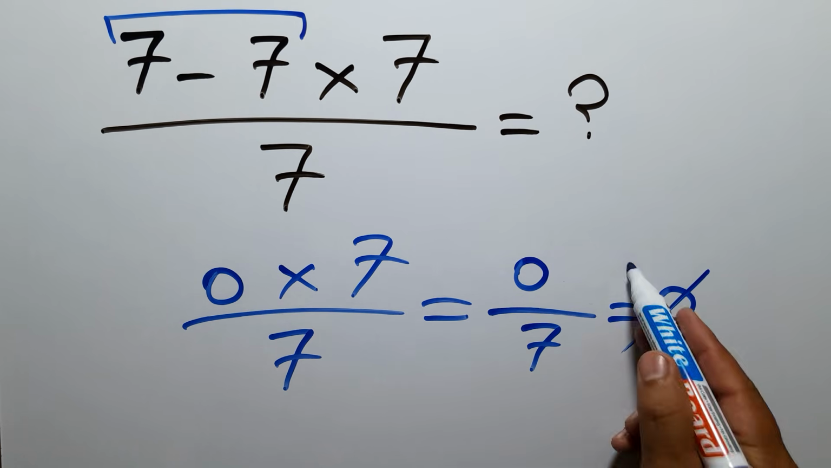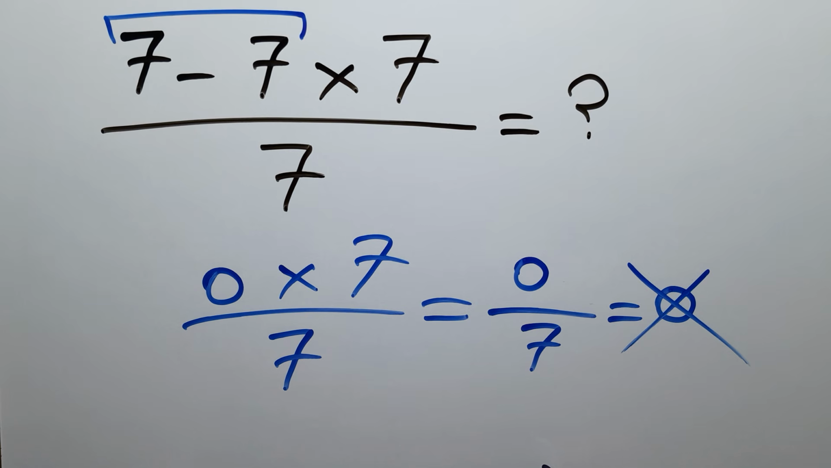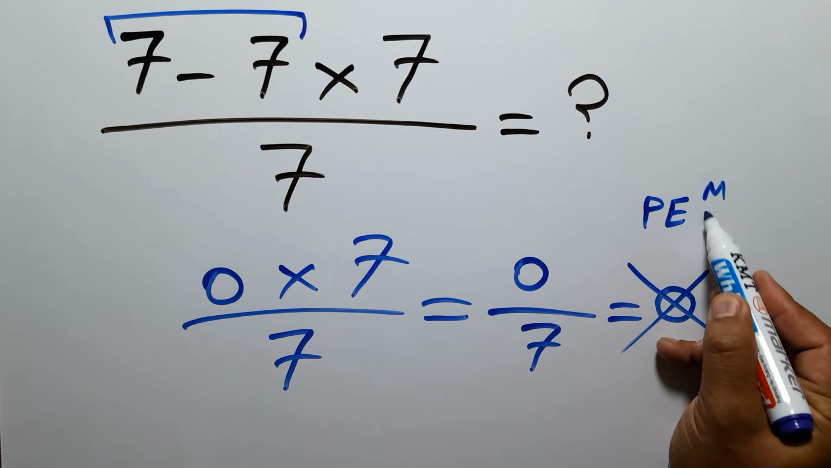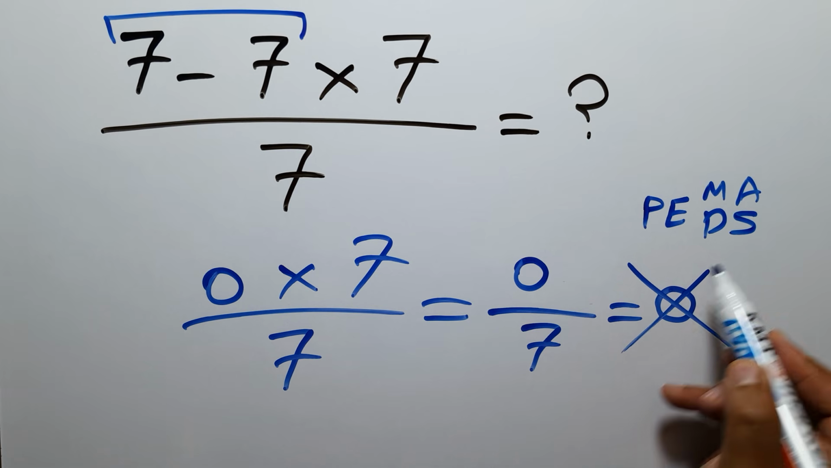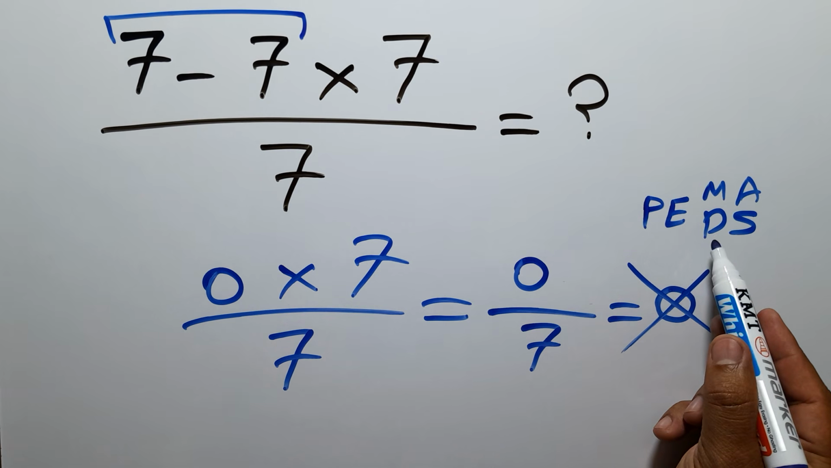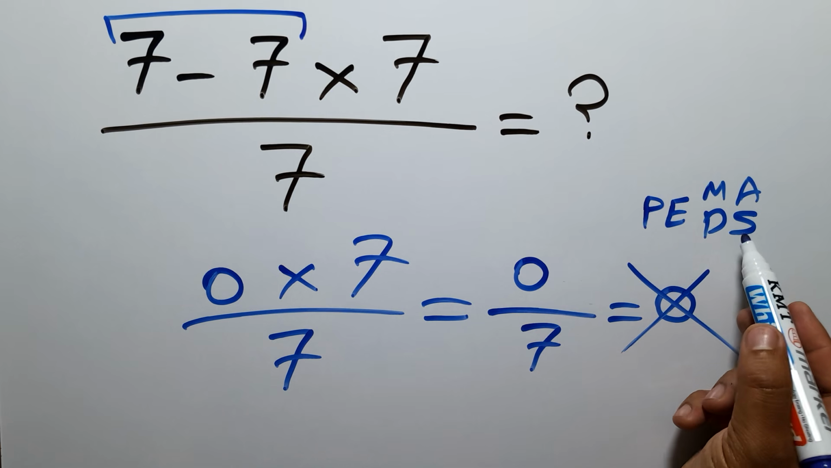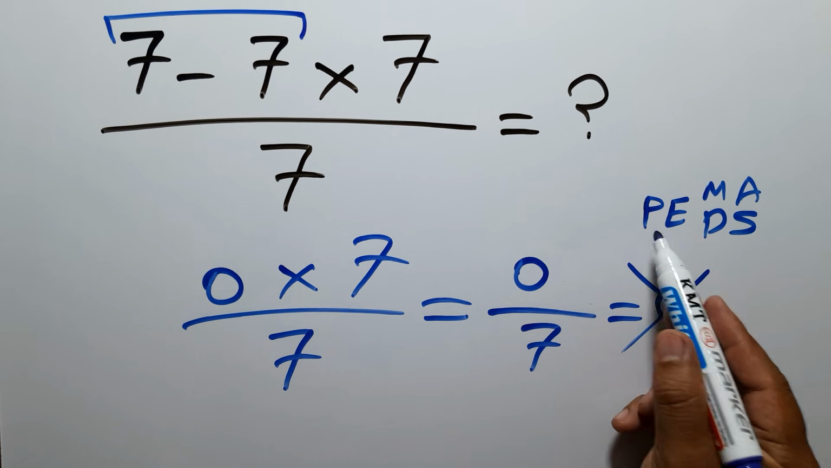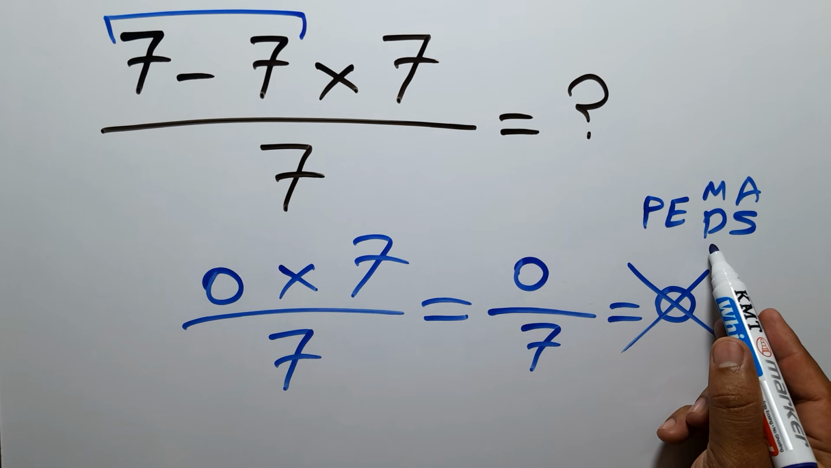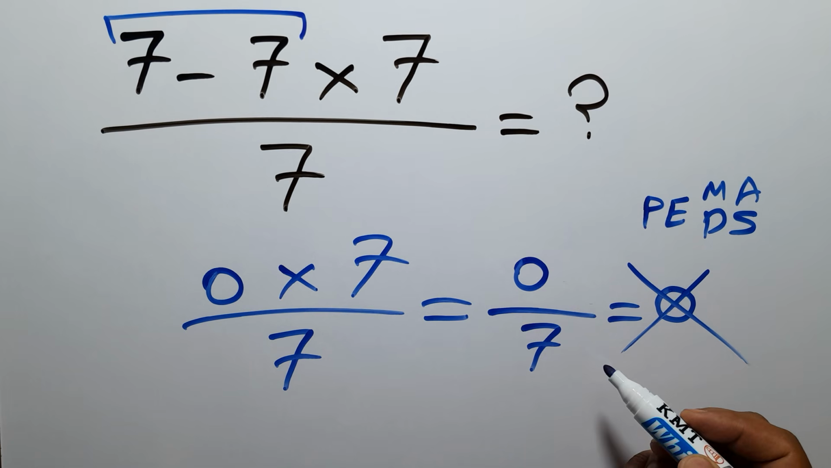But this answer is not correct because according to the order of operations, which is PEMDAS, P stands for parentheses, E stands for exponent, M and D stand for multiplication and division, and A and S stand for addition and subtraction. First we have to do parentheses, then exponent, then multiplication or division, and finally addition or subtraction.